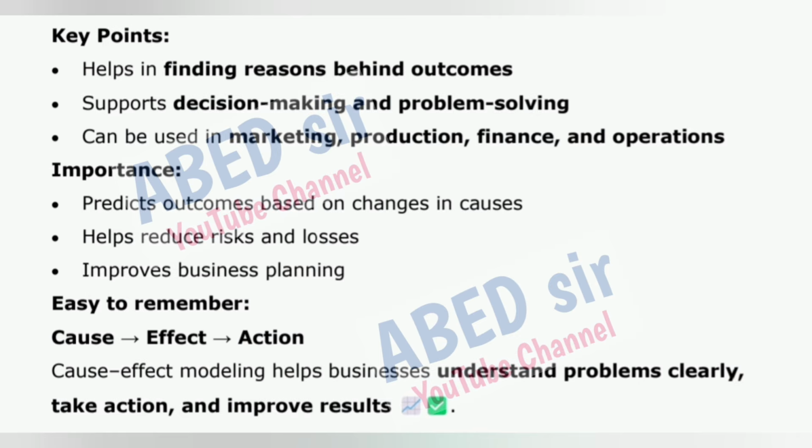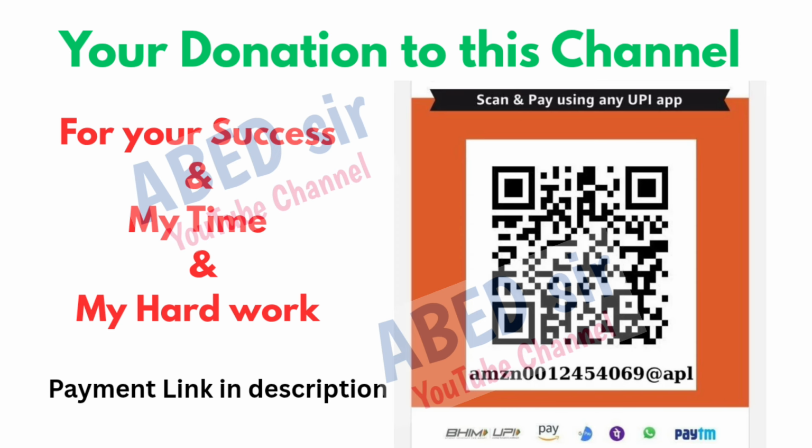Key points. Helps in finding reasons behind outcomes. Supports decision-making and problem-solving. Can be used in marketing, production, finance, and operations. Importance. Predicts outcomes based on changes in causes. Helps reduce risks and losses. Improves business planning. Easy to remember. Cause-effect action. Cause-effect modeling helps businesses understand problems clearly, take action, and improve results. Next, Unit 3. Long questions.